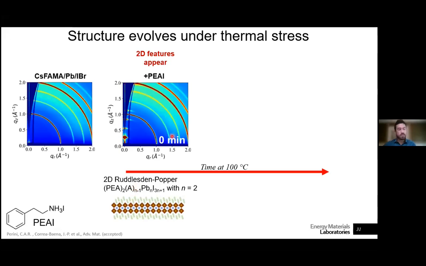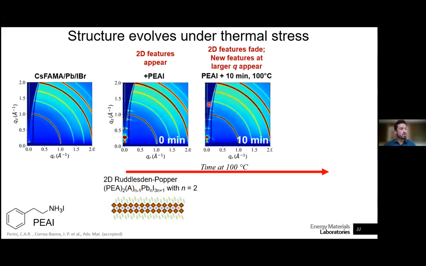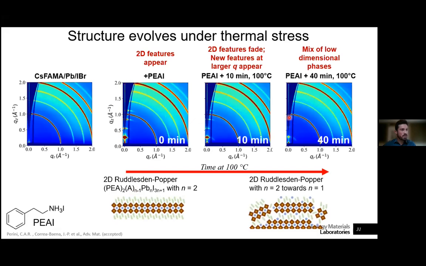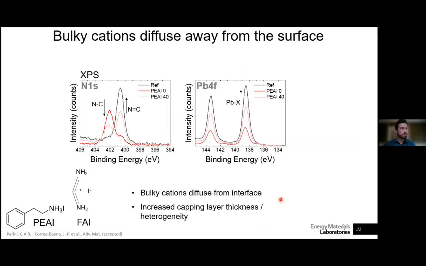Once we start testing thermally these films, however, we observe that this diffraction starts to decrease in intensity and new diffraction spots start to appear at larger Q values. So what is happening is that not only are we destroying the crystallinity of our starting n equal 2 lower dimensionality layer, but we are also creating disorder in the film and formation of other low dimensionality materials. This is associated with changes in the chemistry at the surface.